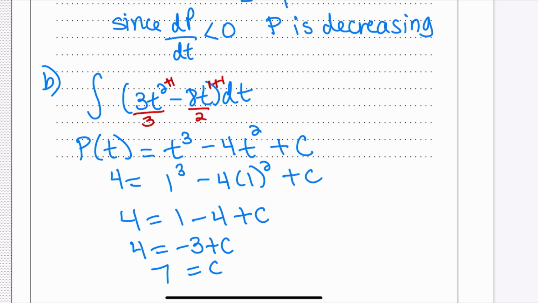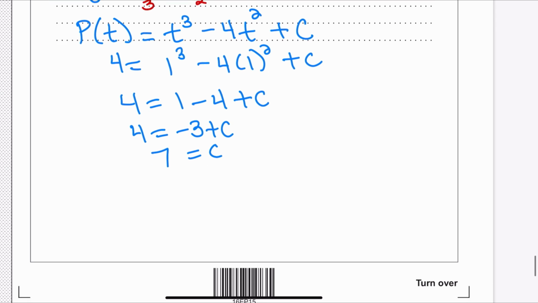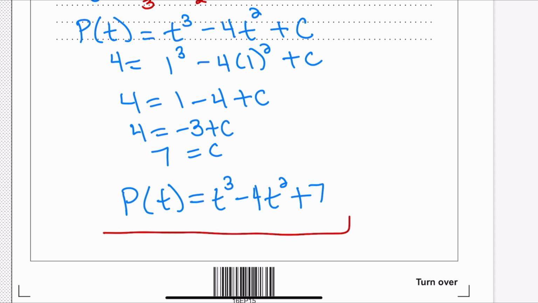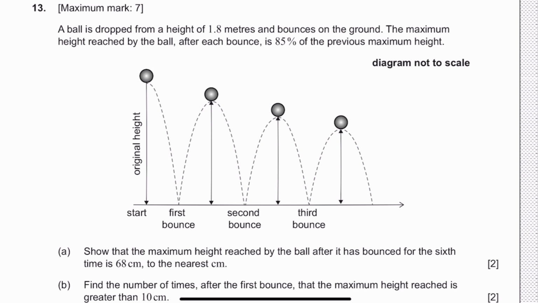So in order for me to find the profit equation, it's going to be P of t is equal to t to the third power minus 4t squared plus 7, and this is going to be my final answer for the 4 marks. And then finally, we get to the last question of paper 1, which is question number 13.